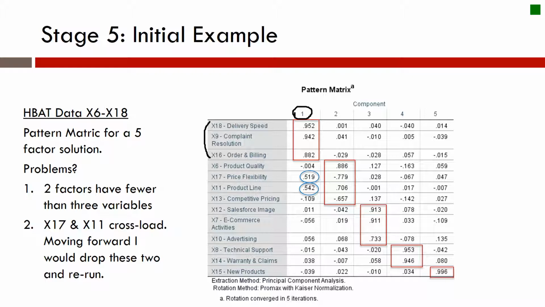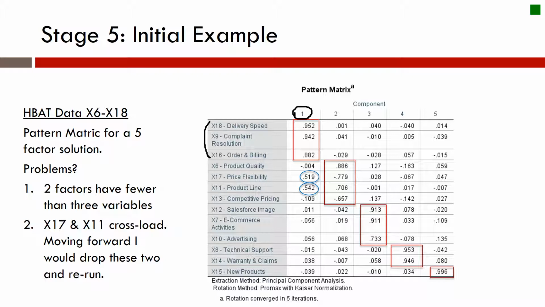And we have very high loadings. Again, these are all above 0.5 or 0.6. Now, down below here, we have some other ones. We have price flexibility and product line. Here's the challenge though. These also are going to cross-load onto other variables. Now, in this case, we're looking at some negatives and some positives. Don't be too concerned about that right now. What we're looking at is the magnitude of the coefficient.